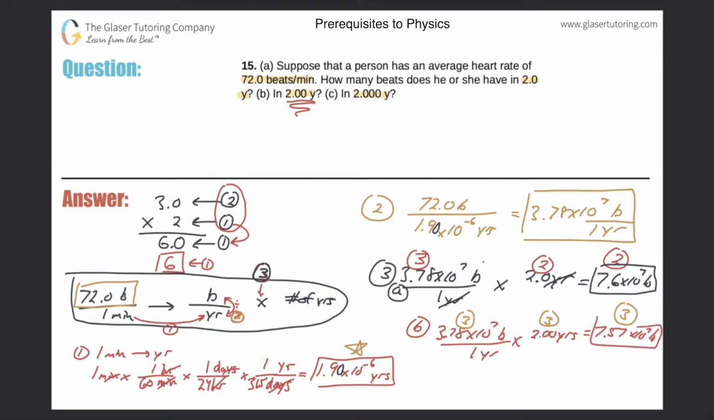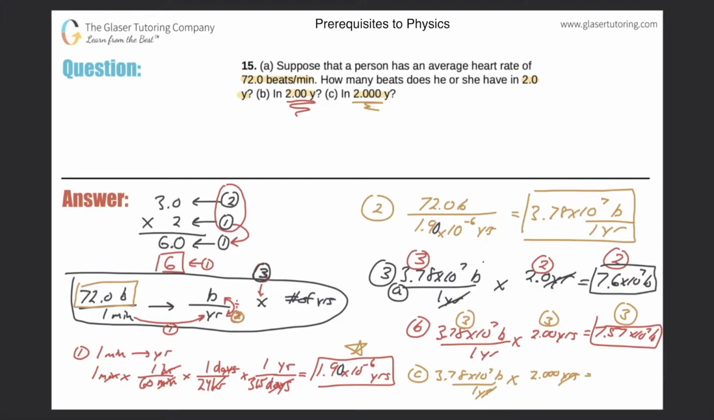Okay. And last but not least, now part C. Part C says now, how many beats are there in 2.000 years? So let's do the math down here at the bottom. So let's take the number 3.78 times 10 to the 7 beats per 1 year. And now let's multiply that by 2.000 years. Notice the years cancel, leaving me with beats.